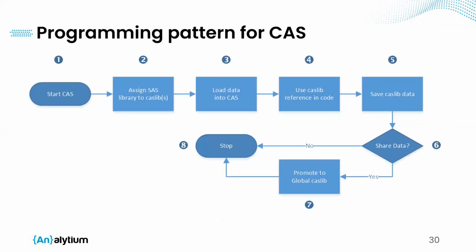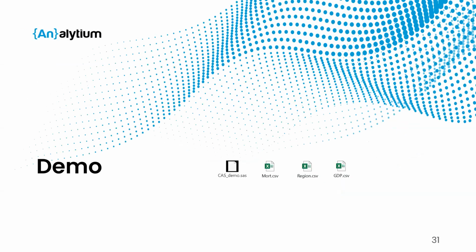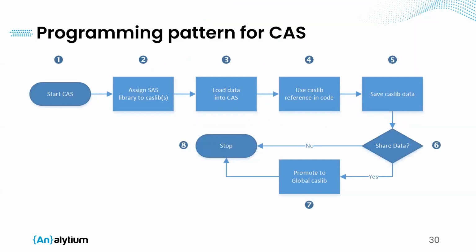A programming pattern for CAS, which is a fairly useful model for it, really. You start CAS as we did before. Assign your SAS library to the CAS libs. Load your data into CAS. Use the CAS lib reference in code. Once you've done your processing, save your CAS lib data. If you need to share it, promote it to a global, and then stop, and that's it.